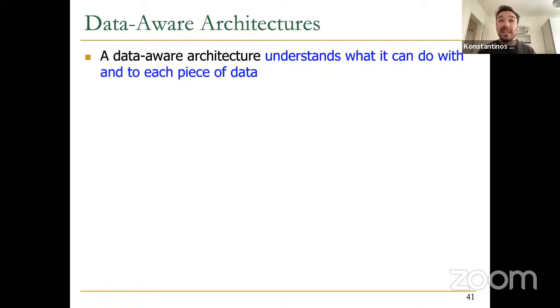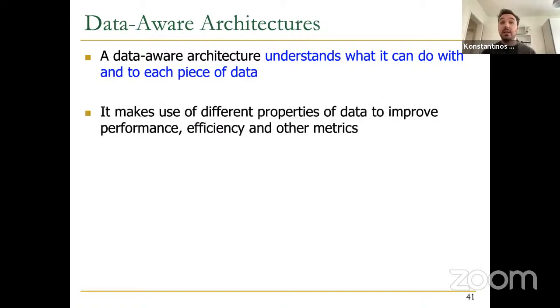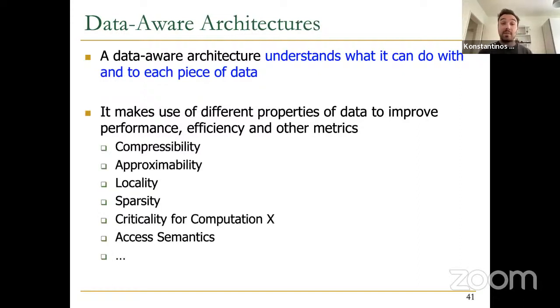So we want data-aware architecture. Data-aware architecture understands what it can do with and to each piece of data. It makes sense to use different properties of data to improve performance, efficiency, and many other metrics. Some of them are: how compressible is the data? How approximable is the data? What is the locality of the application? What is the sparsity? What are the access semantics? What's the memory access pattern?